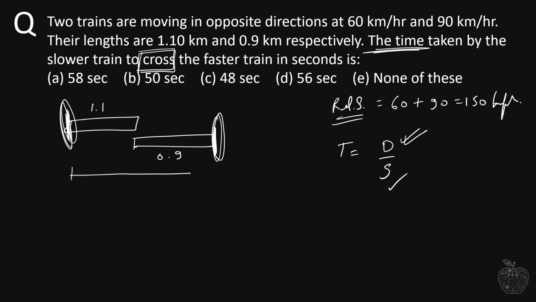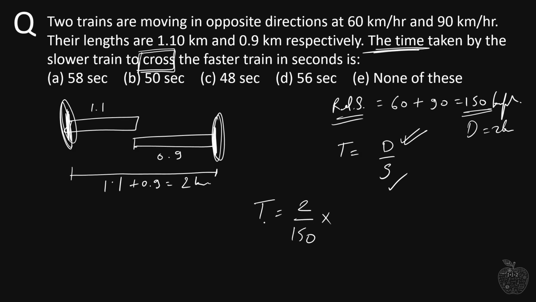So the distance will be the length of both the trains combined together. So your distance will be 1.1 plus 0.9, which is equal to 2 kilometers. So we have got our distance, it is 2 kilometers. Now let's calculate. Time will be distance, 2 kilometers, divided by the speed we have just calculated, 150. Now this time is in hours because everything is in kilometers per hour.